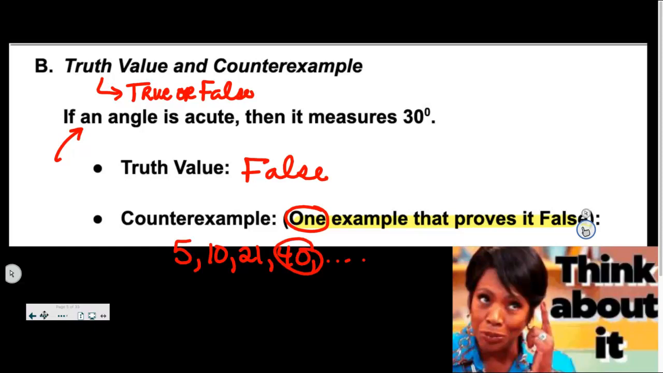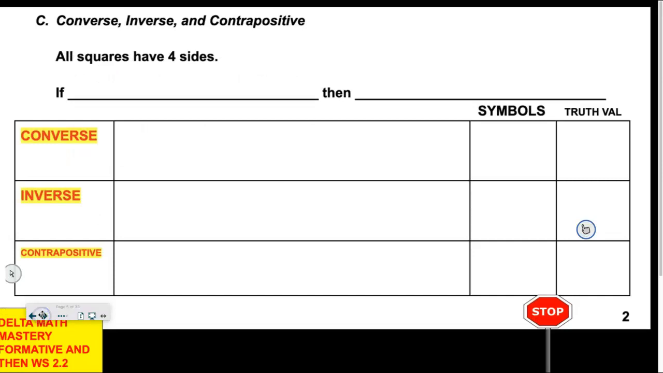So truth value means, is it true or false? Counterexample means, give me one thing that proves the statement false.